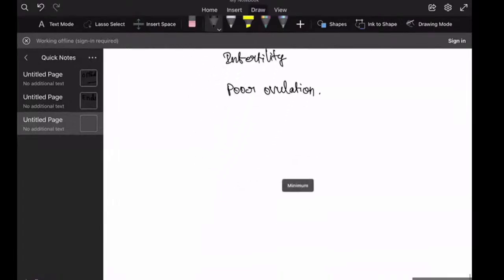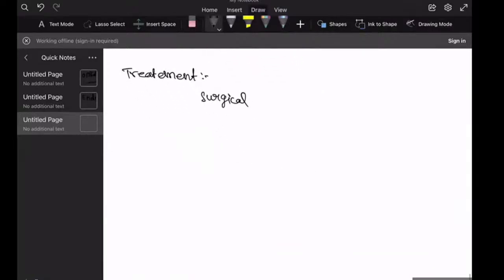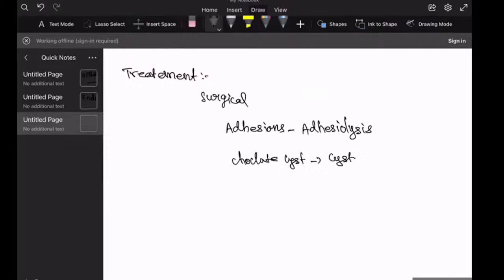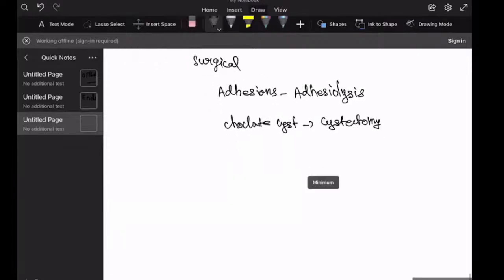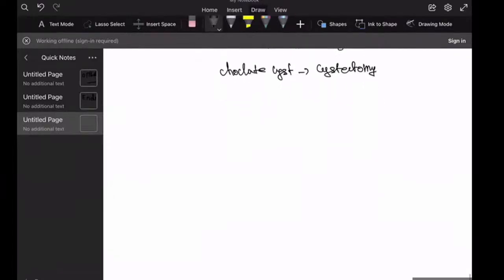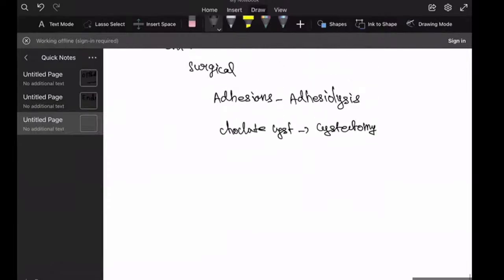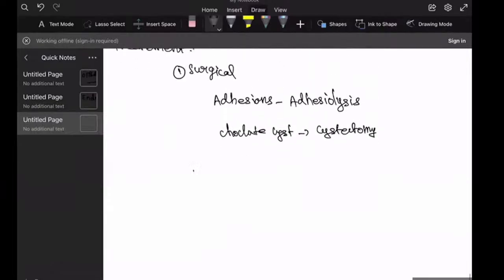For treatment, we have surgical and medical. Surgical: there is presence of adhesions, so adhesiolysis; for chocolate cyst, cystectomy. Then the medical management.